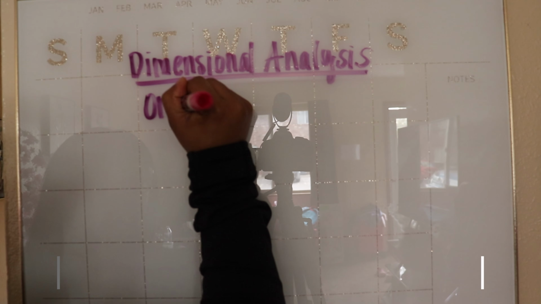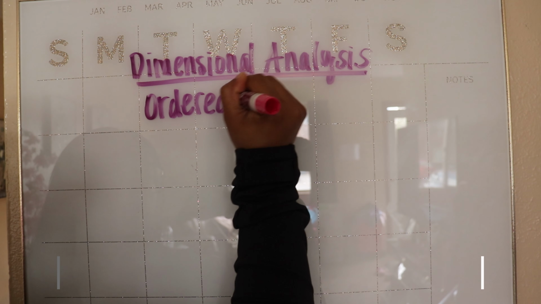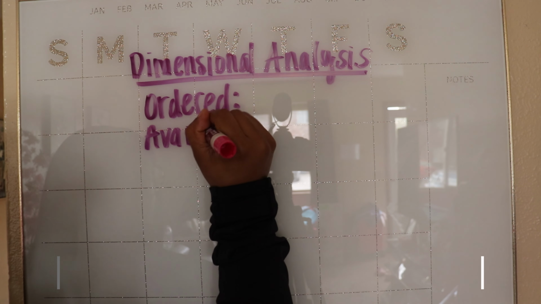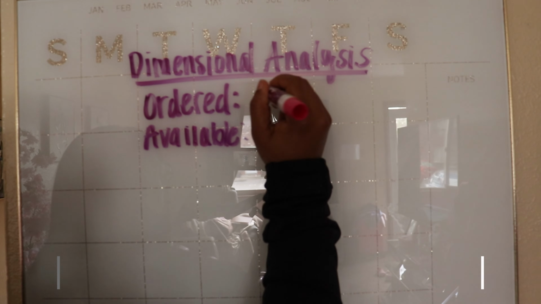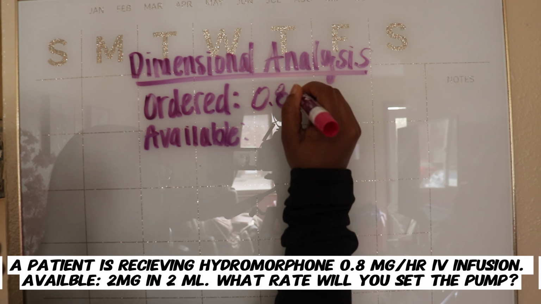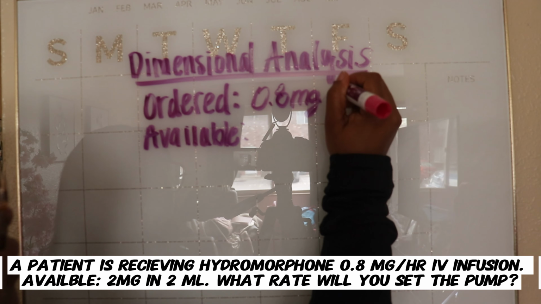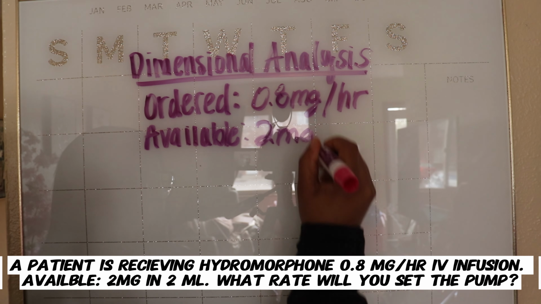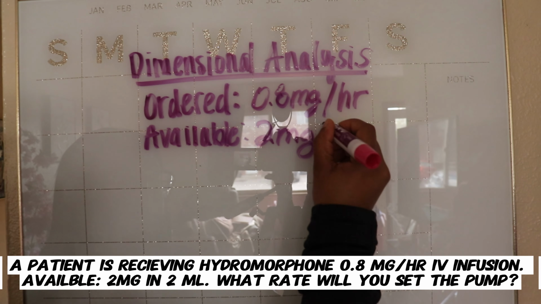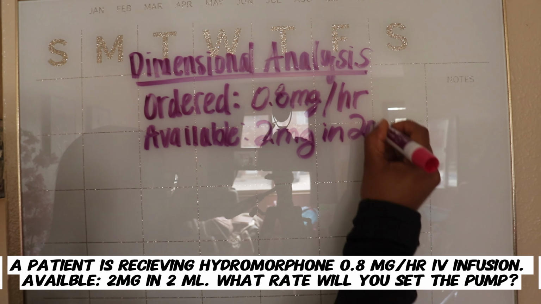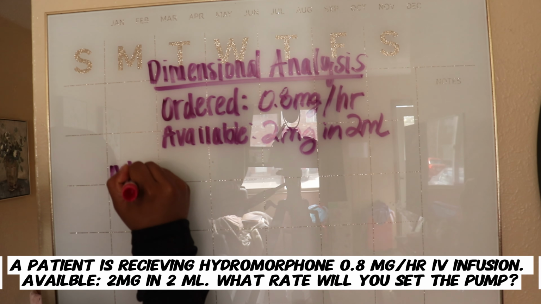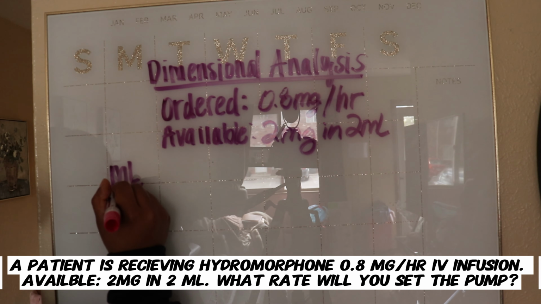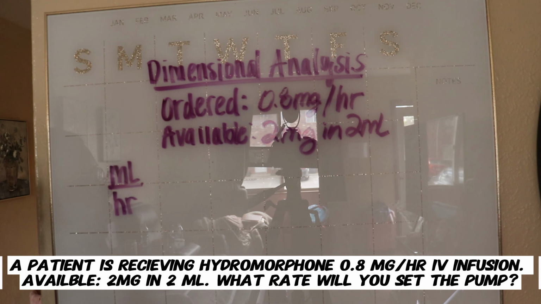All right, so in dimensional analysis, you always want to start with what's ordered first, and then you want to follow up with what is available second. In this question, we have a patient receiving hydromorphone at 0.8 mgs per hour IV infusion, and what we have available is 2 mgs in 2 mLs, and it wants to know what rate we will set the pump. So when you're setting the pump, it's going to be mLs over an hour. This is how the pump is going to run.